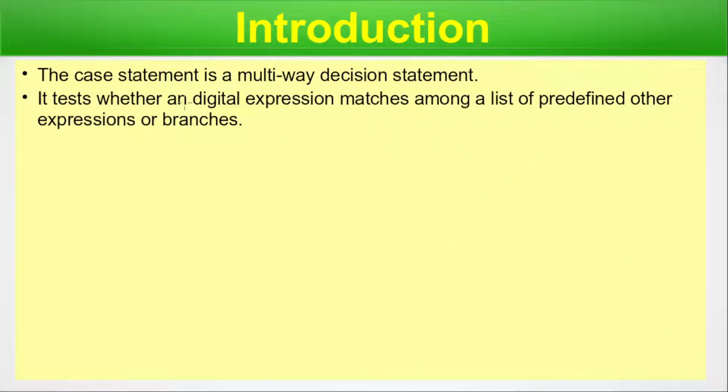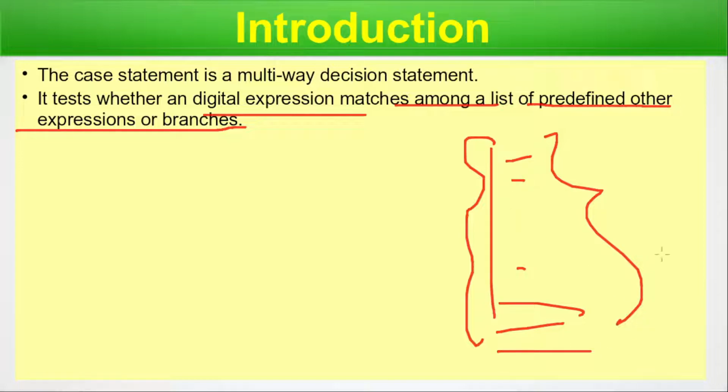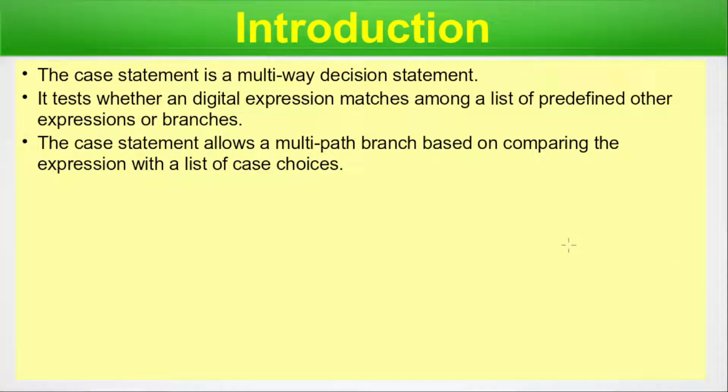It tests whether a digital expression matches among a list of predefined other expressions or branches. As I have said, it has a predefined list starting from 1, 2 and up to n. So among those lists, it will search for the matching case, and we also have a default statement. If it doesn't match with any one of the expressions here, it will go to the default at the last. I will show you. The case statement allows a multi-path branch based on comparing the expression with a list of case choices. It's very easy to understand and we will exemplify it so that you better understand it.